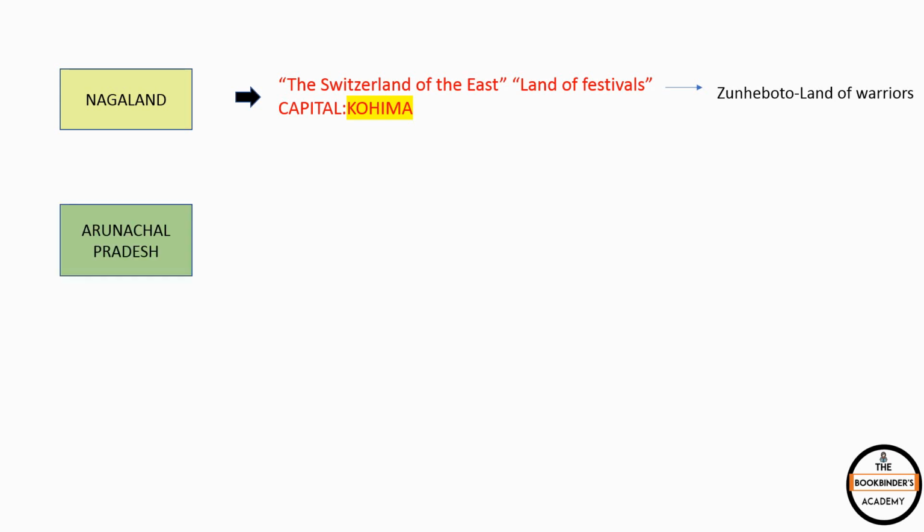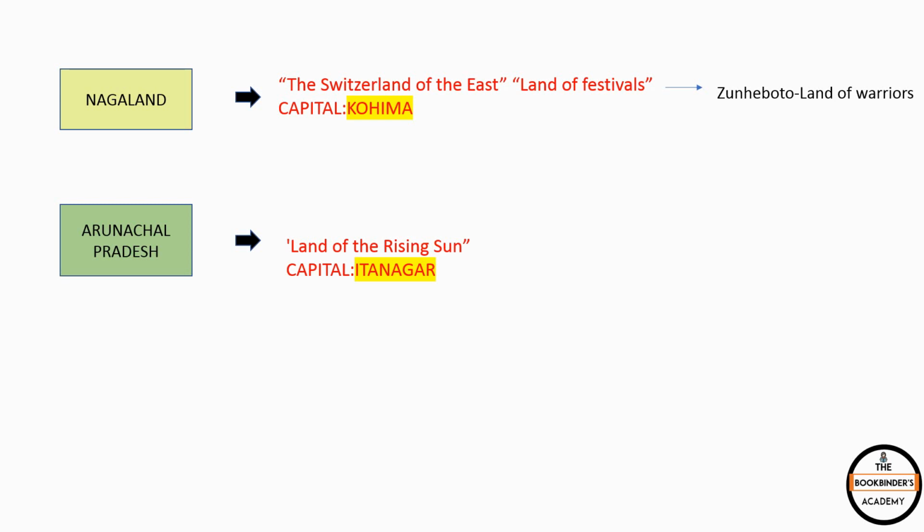Next, we have the state of Arunachal Pradesh. The state of Arunachal Pradesh has the capital Itanagar, and it is referred to as the land of rising sun. Now, in the country of India, the state Arunachal Pradesh is referred to as the land of rising sun. But in the world, the country of Japan is referred to as the land of rising sun. So please don't confuse that.